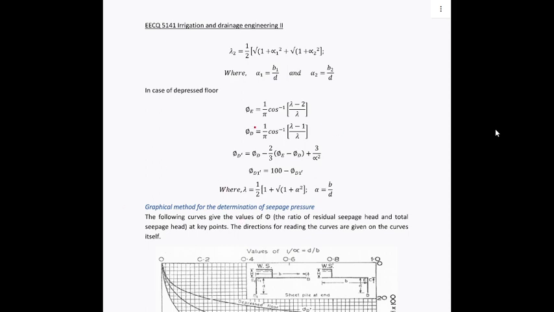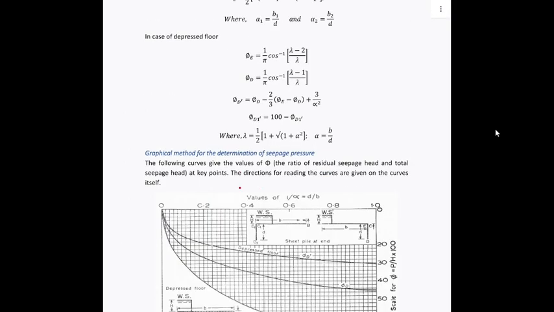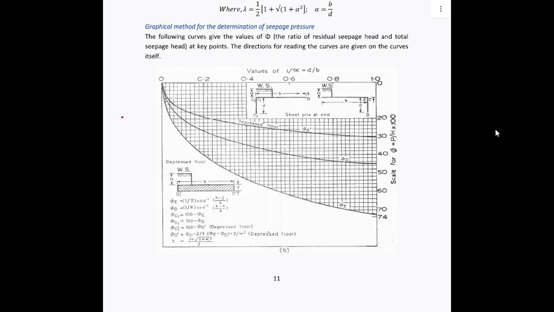Now, Koestler and his team solved all this, made a solution of all these equations, and they were able to develop curves, so that instead of going through the calculations, you can just read from the curves. And what is that? The seepage pressure, the ratio of residual seepage head and total seepage head at key points.